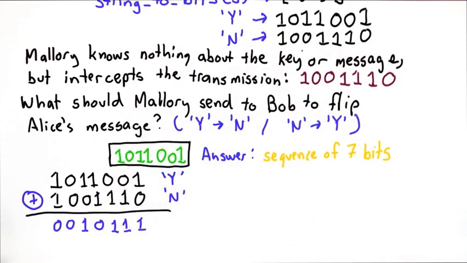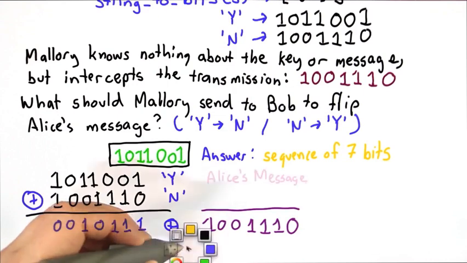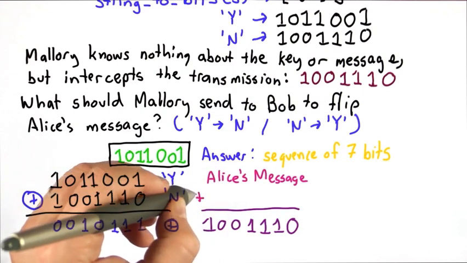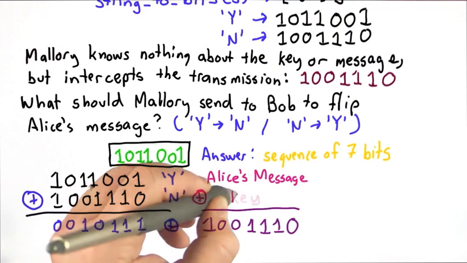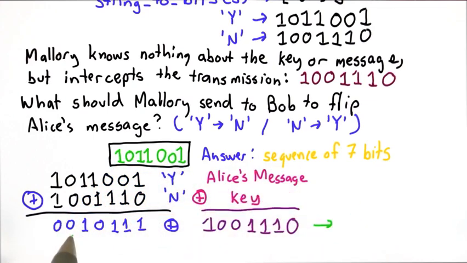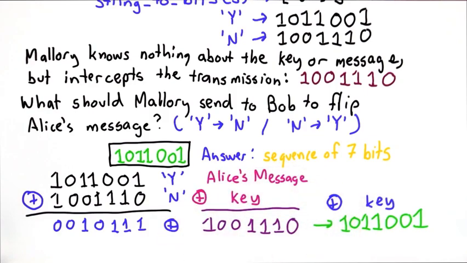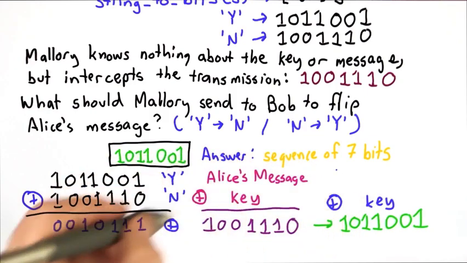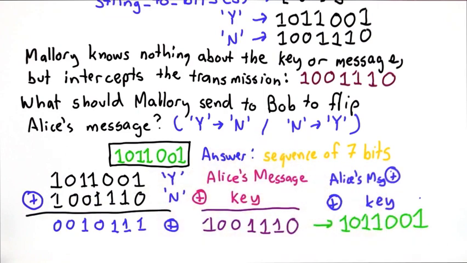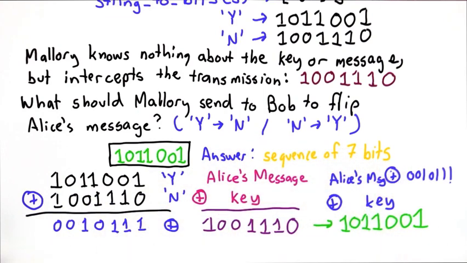Now we want to XOR that with the actual message that was sent. We don't know the key, but we know that that message is the result of XORing Alice's message with the key. And so by XORing those, we get this value, 10110001. And if that's what Mallory sends, when Bob XORs that with the key, what Bob will get is the XOR of Alice's message. Alice's message XORed with this value, which will flip Alice's message to be the opposite.